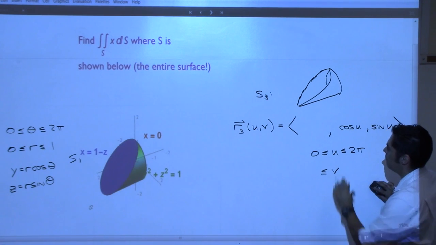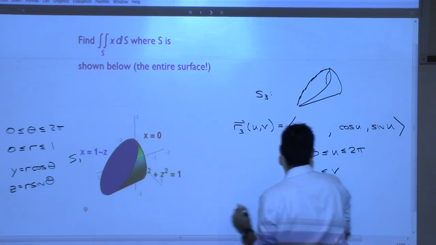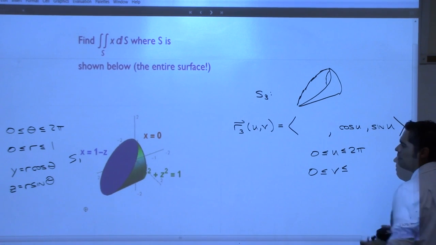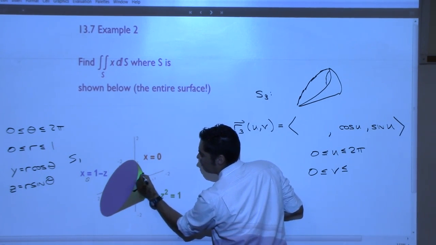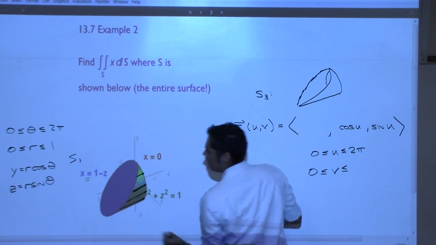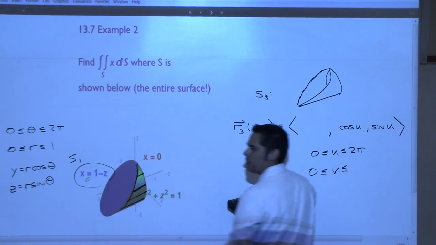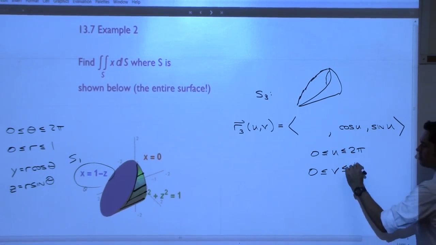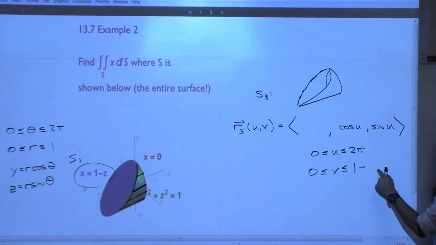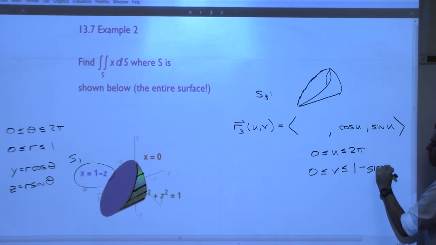V is my X value, right? So 0 all the way to the back, and then the front side. I want to go everywhere between here and here. Pick points. I'm going everywhere between here and here, and that's got to land on this plane, right? So what? 1 minus z, but z is sine u. There it is. I forgot to put v here.